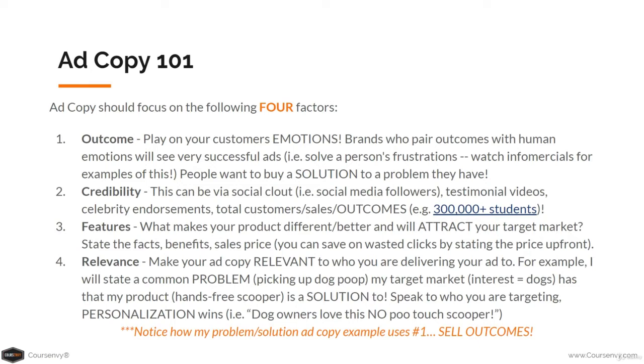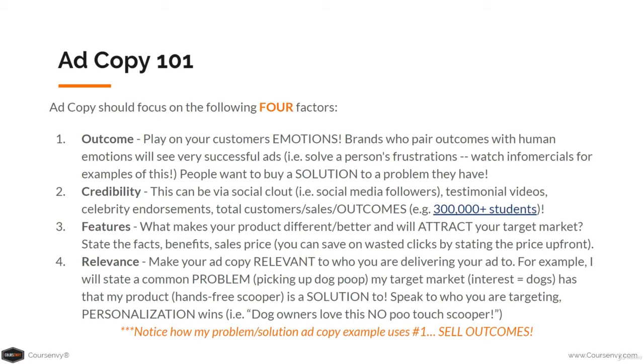Number 1, outcome. Play on your customers' emotions. Brands who pair outcomes with human emotions will see very successful ads. For example, solve a person's frustrations. I would take some time to go on YouTube and watch infomercials for examples of this. It always starts with a frustrated person. "Oh, I can't put away this hose." "Oh, here's a hose that puts itself away." People want to buy a solution to a problem they have.